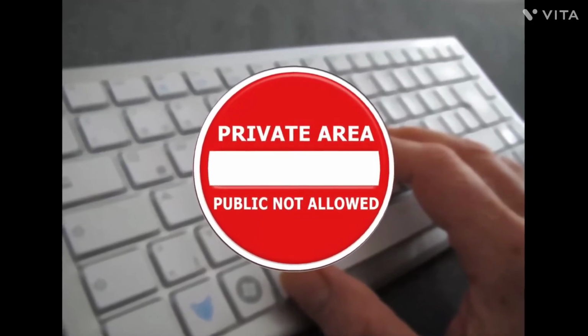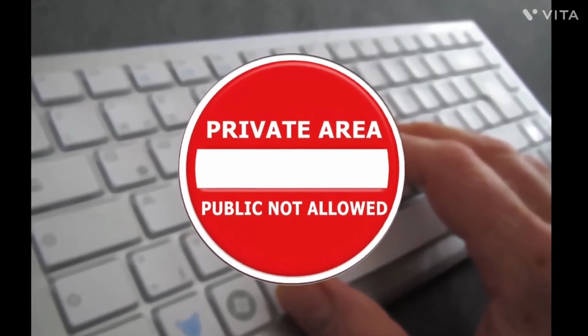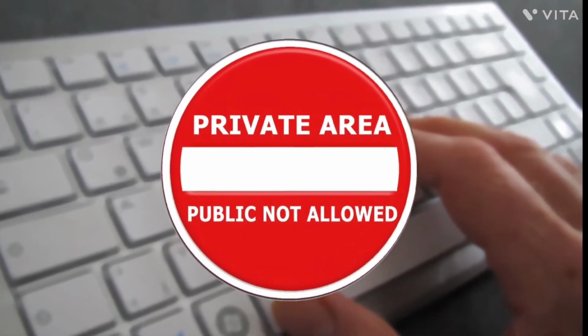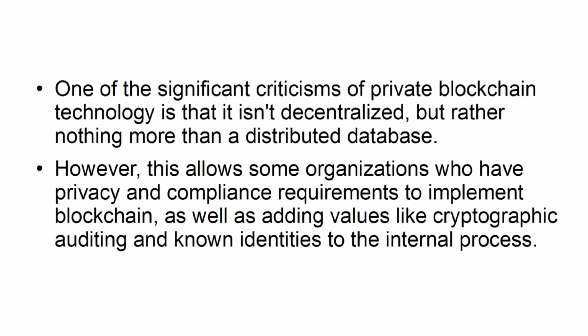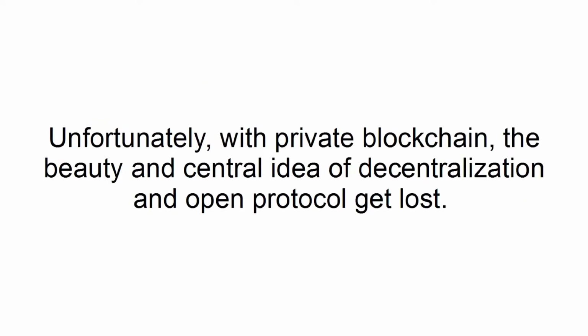Private blockchain. All permissions are kept centralized to an organization with private blockchain technology. This is the kind of blockchain that companies use when they want to create their own currencies. One of the significant criticisms of private blockchain technology is that it isn't decentralized, but rather nothing more than a distributed database. However, this allows some organizations with privacy and compliance requirements to implement blockchain, as well as adding values like cryptographic auditing and known identities to the internal process. Unfortunately, with private blockchain, the beauty and central idea of decentralization and open protocol get lost.